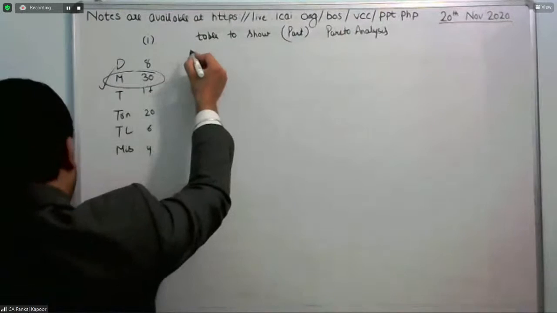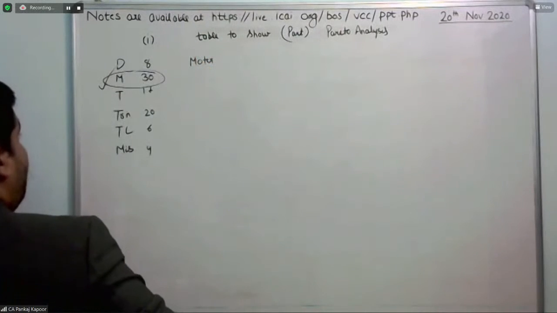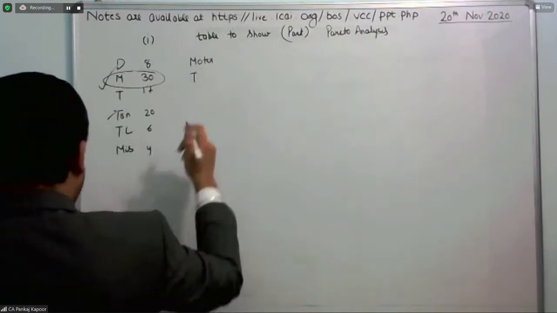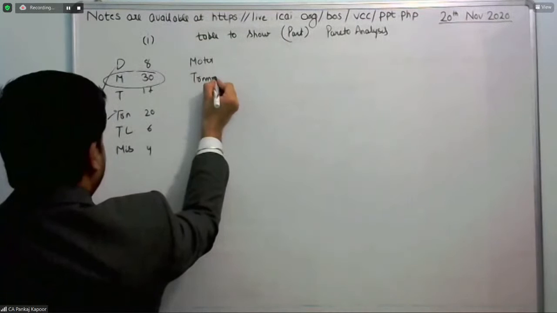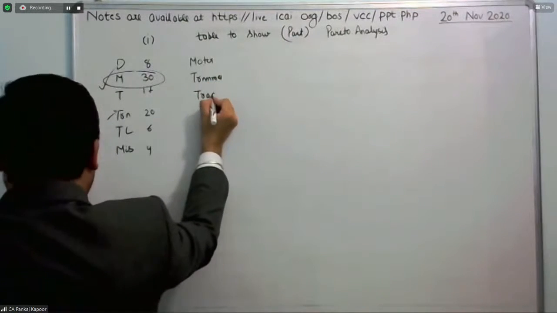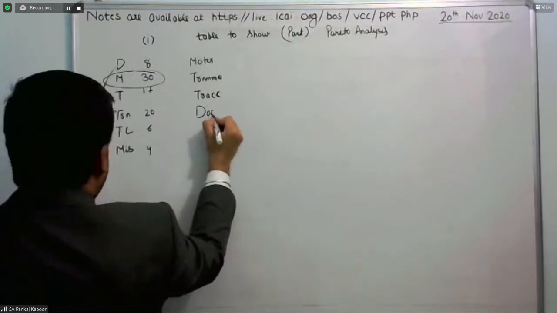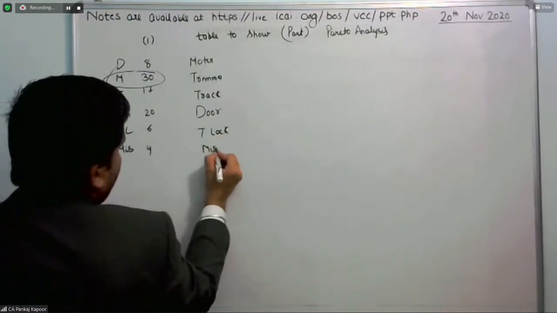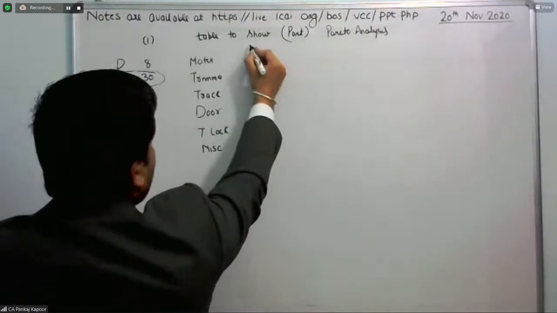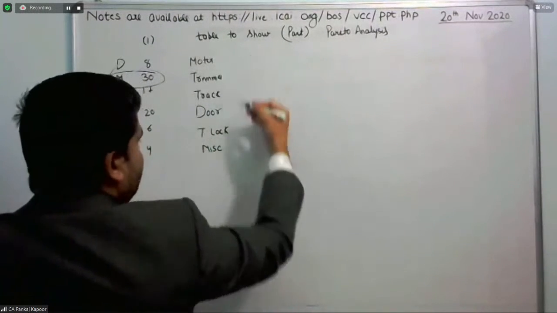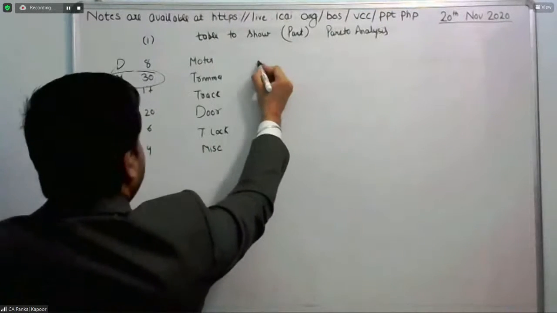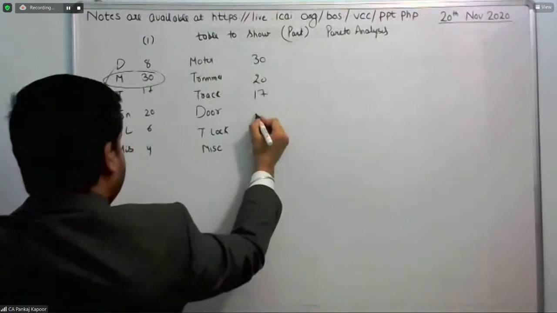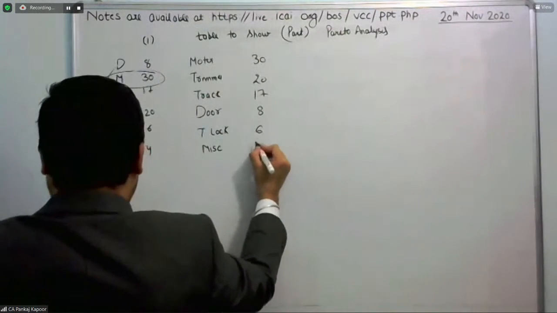So we are writing the motor at number 1, followed by the trimmer, then the track, then the door, then the T-lock, and last but not least, the miscellaneous. Here you can see it will be the highest number, followed by the smallest number: 30, then 20, then 17, then 8, then 6, then 4.